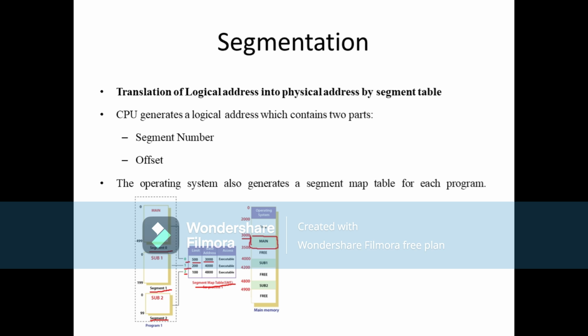Next is our function sub1. What is the limit of function sub1? 200. What is the base address? 4000. So 4000 plus 200 is 4200. This particular block of memory will be given to our function sub1, or in other words, it is given to segment 1. 4800 plus 100 is 4900. This particular block of memory will be given to our function sub2, or in other words, it is given to segment 2.